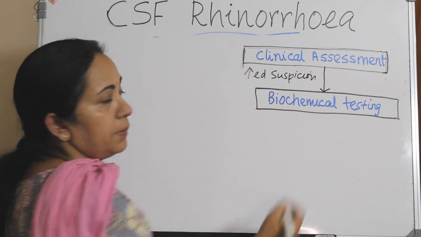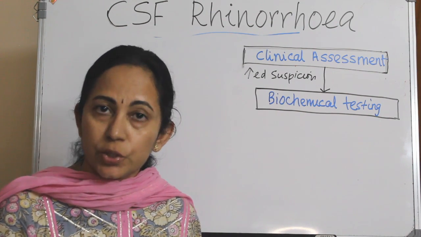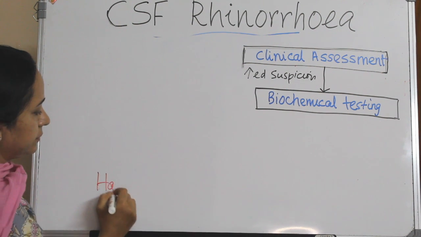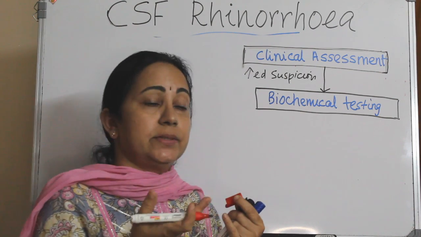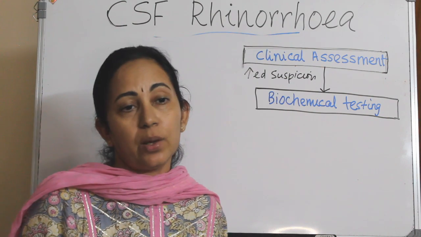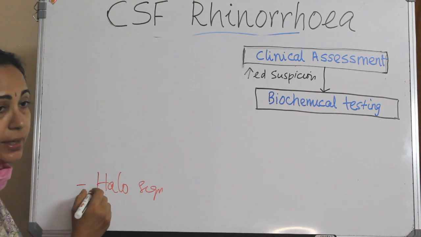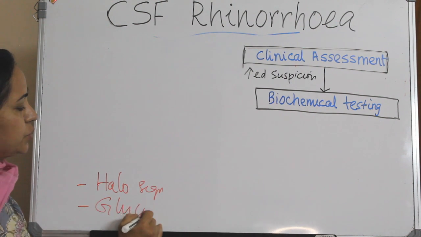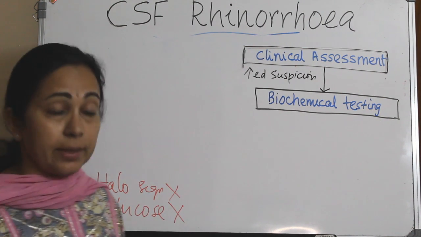then go to biochemical testing of the drainage. Historically, we had the halo sign, that is taking the discharge on a tissue paper or on a handkerchief and allowing it to dry and looking for the halo. That is not at all done nowadays. And also we had done the drainage for glucose estimation. That is also highly unreliable, so this is not done nowadays.